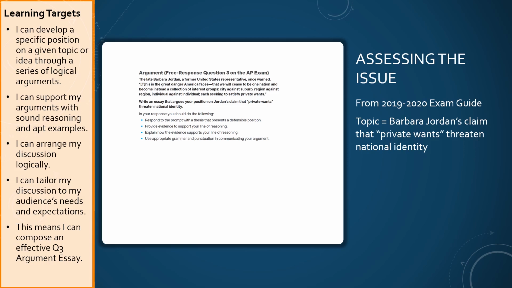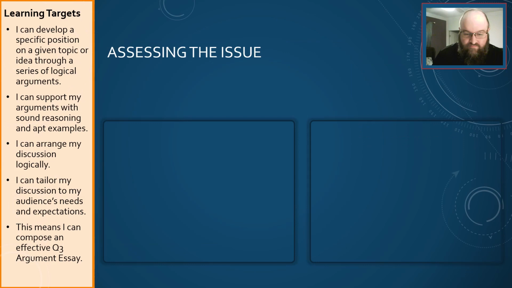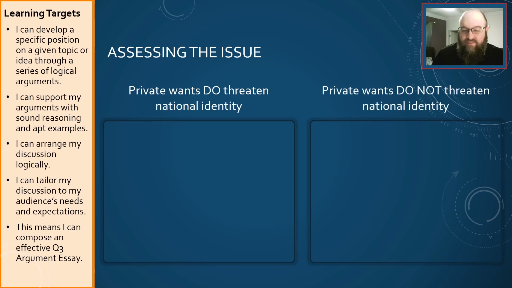And what she's referring to here is her belief that the interests of various groups, special interest groups, are so diverse and have so many different wants that there is no way to create any sort of national identity anymore. So let's go ahead and set up my T-chart. On the left side, private wants do threaten national identity. On the right side, private wants do not threaten national identity.